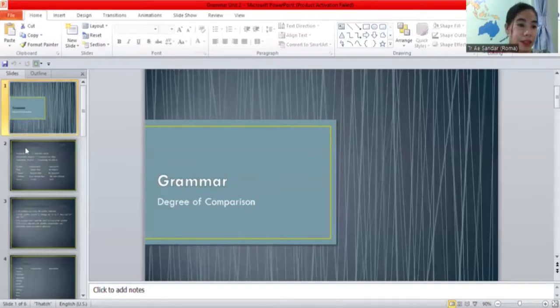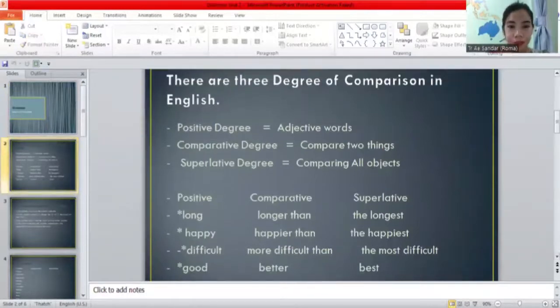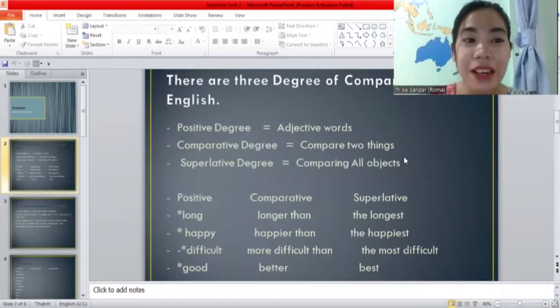So let's see how many types of degrees do we have. There are 3 degrees of comparison in English. Let's see what they are. There are 3 degrees of comparison in English. The first one is the positive degree.